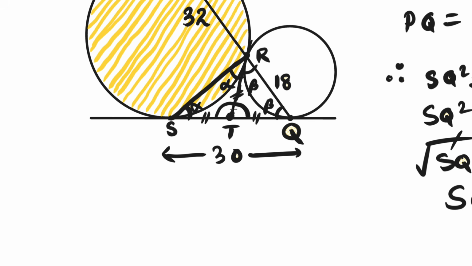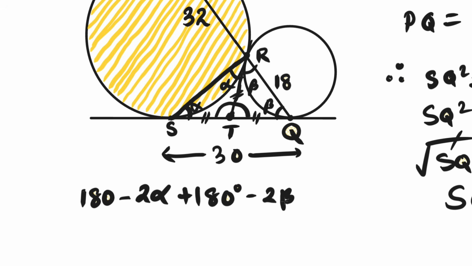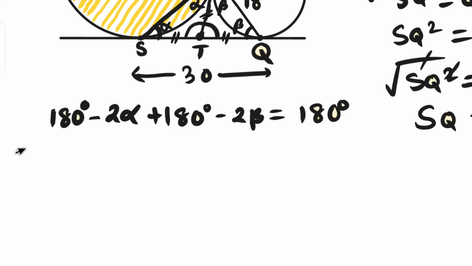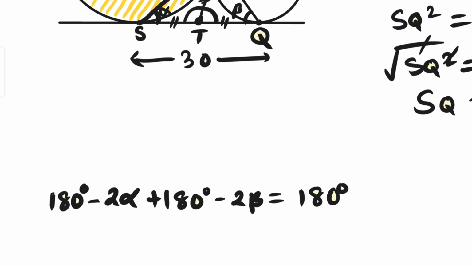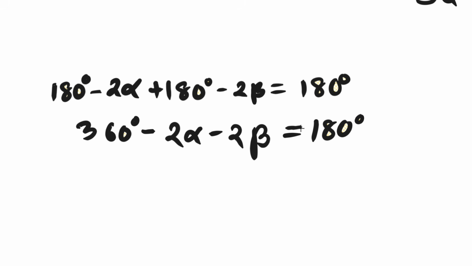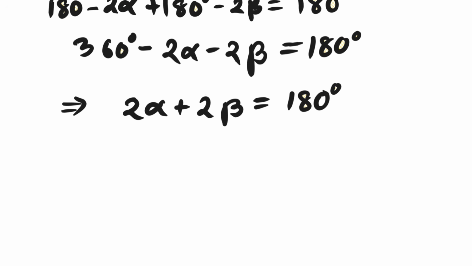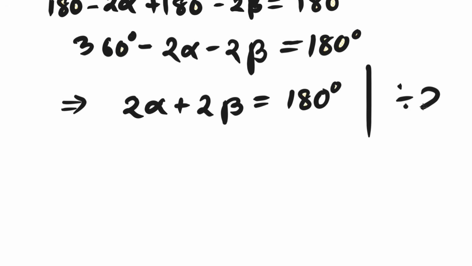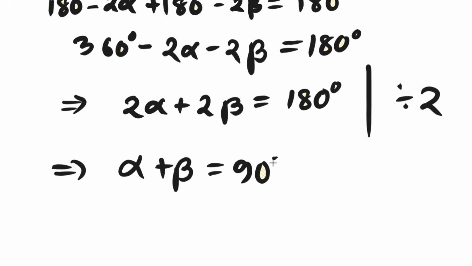Since those two angles together make a straight angle, we can write 180 minus 2 alpha plus 180 minus 2 beta equals 180. Now, simplify this carefully. We have 360 minus 2 alpha minus 2 beta equals 180. Move 180 to the other side, giving 2 alpha plus 2 beta equals 180. Divide everything by 2, and we get alpha plus beta equals 90 degrees.